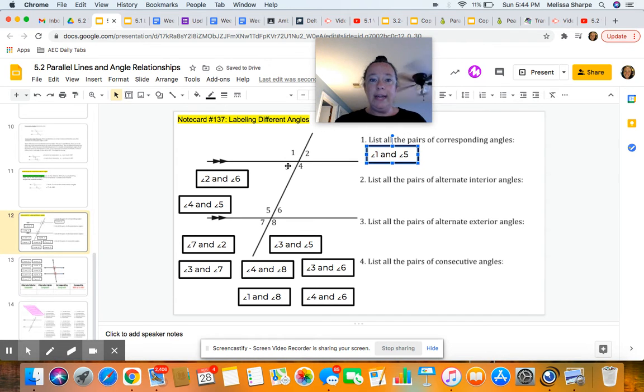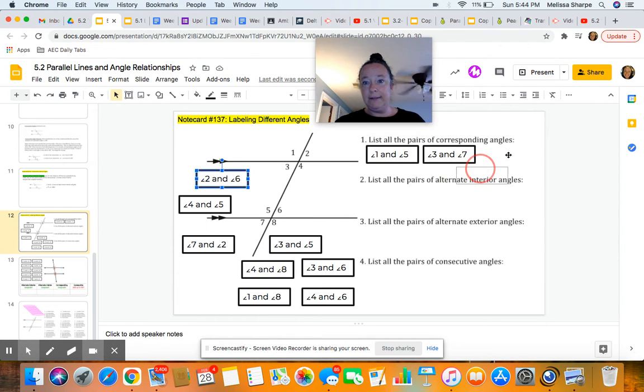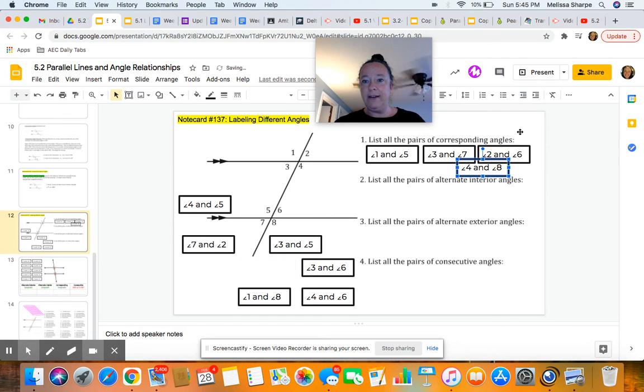Now let's look at angle 3. It's got to be either 5 or 7, but 3 is below the parallel line and 7 is. So it's 3 and 7. Look at 2. 2 is above the parallel line and to the right of the transversal. So what else is above the other parallel line and to the right of the transversal? That would be 6. So that's 2 and 6. And then what about 4? 4 is below the parallel line and to the right of the transversal. And 8 is below the parallel line and to the right of the transversal. Right there. I know it's going to bother y'all.